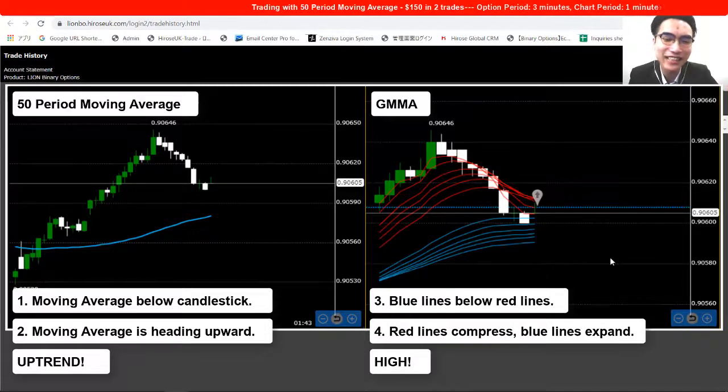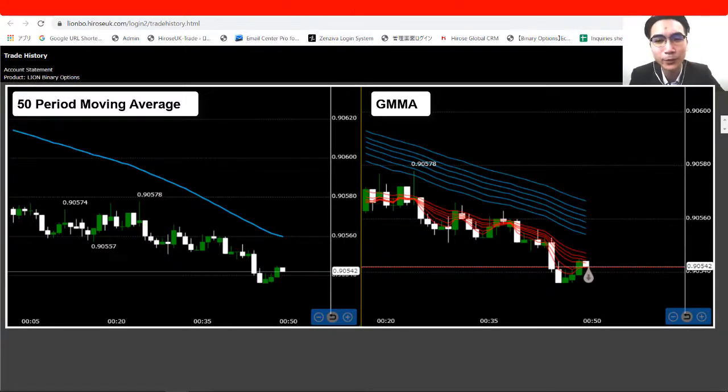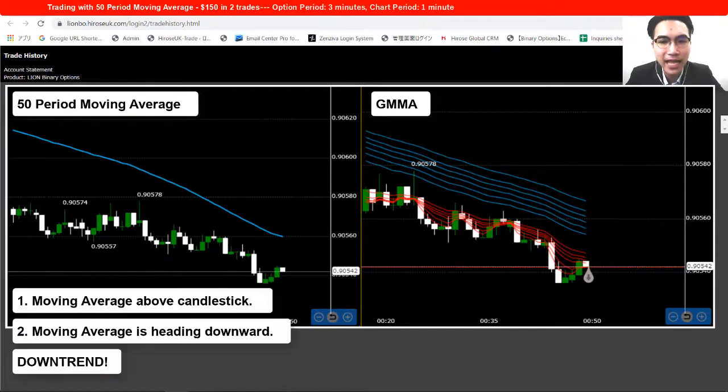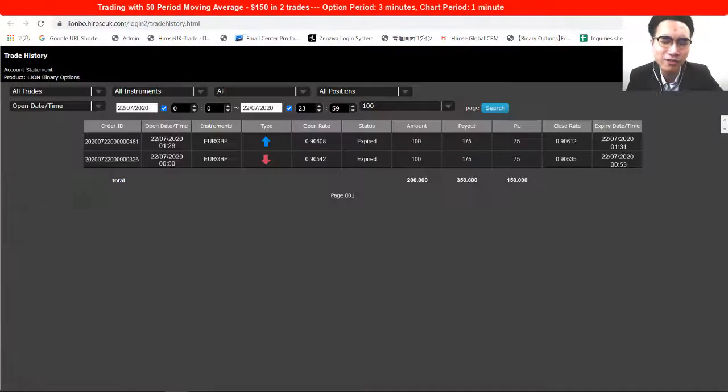On the other hand, when we look for timing to open a low option, first we use the simple moving average to confirm a trending market. If the moving average is above the candlestick and heading downward, we can confirm that it's a downtrend, and then we move on to the GMMA. If the red lines compress and the blue lines expand, we can confirm that it's the timing for us to enter the market and open a low option. That's pretty much it about this strategy. Another point is to try to keep your chart clean and clear so that you can tell the signals from the indicators instantly once they come out.